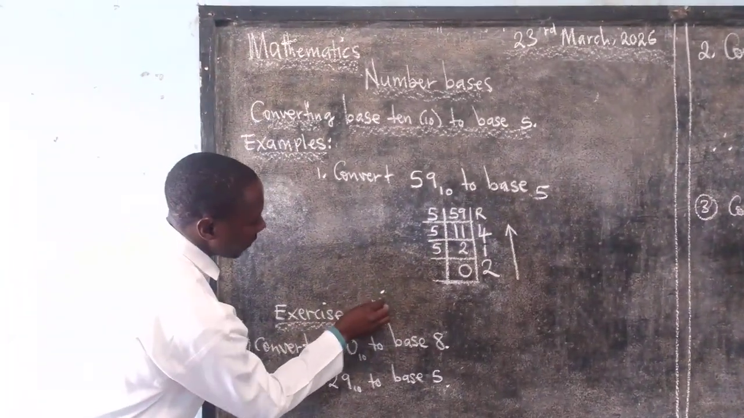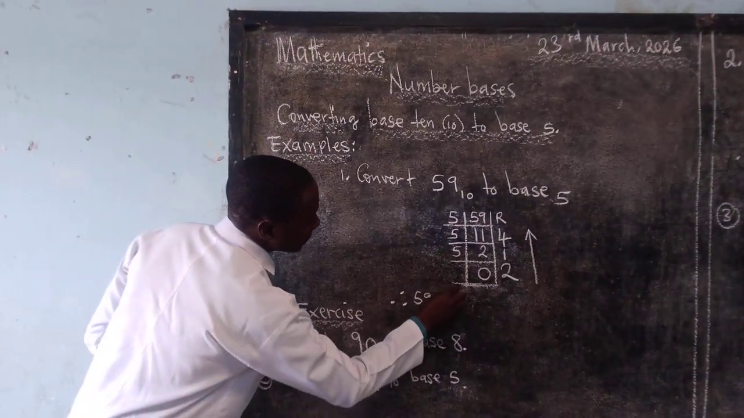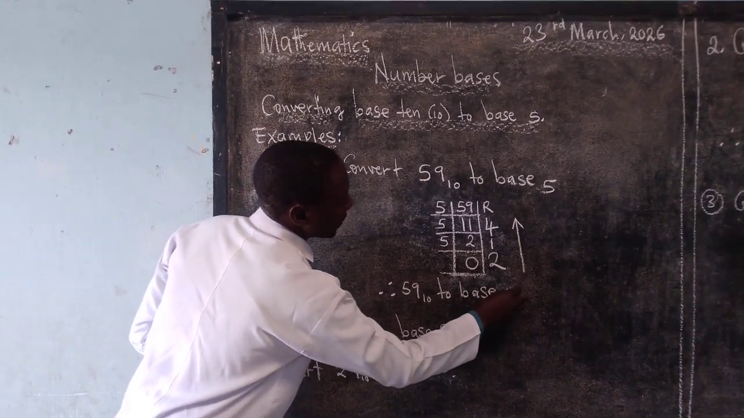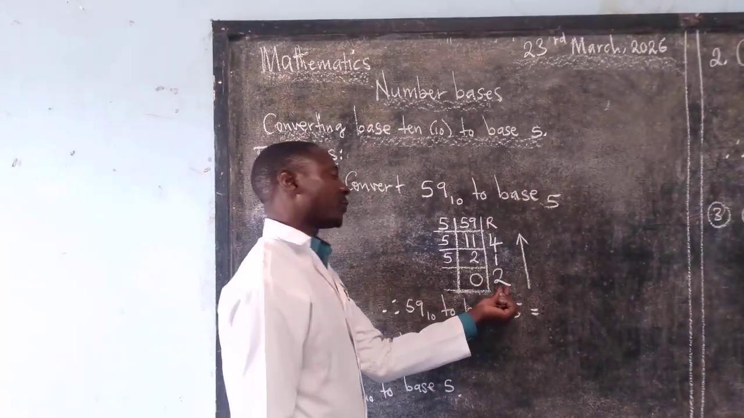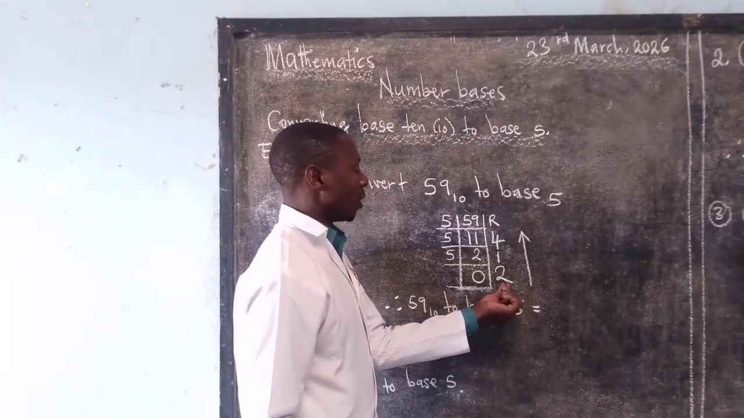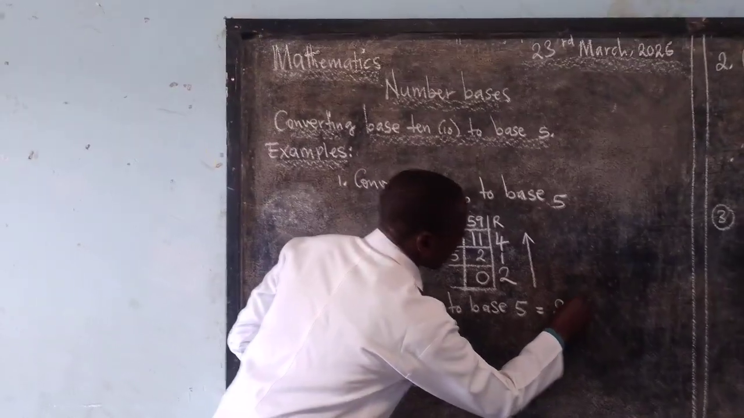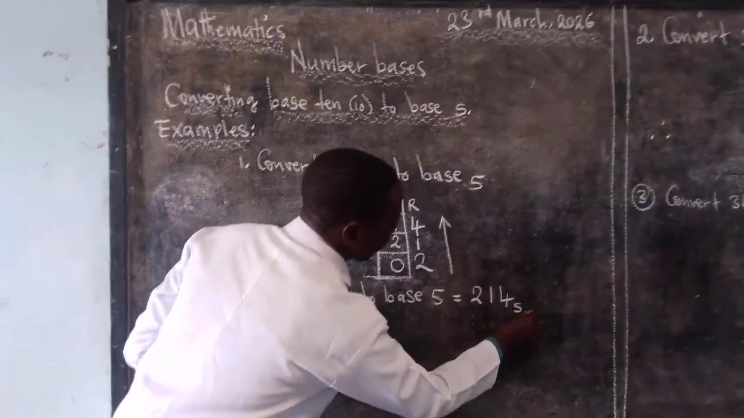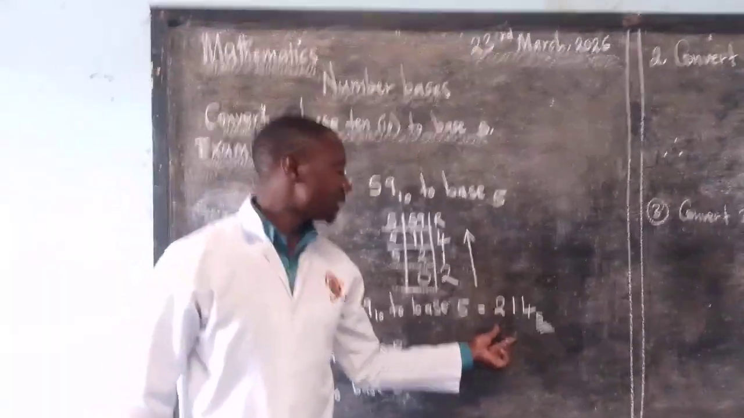Then say, therefore, 59 in base 10 to base 5 number is equal to, you start from bottom to up. So it will be 2, 1, and 4, which is in base 5. Then I've completed. This is the final answer here, as you can see. Let's go to question 2.